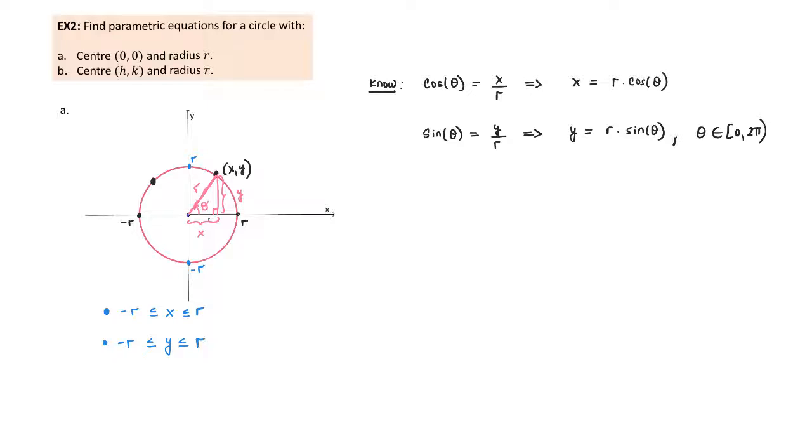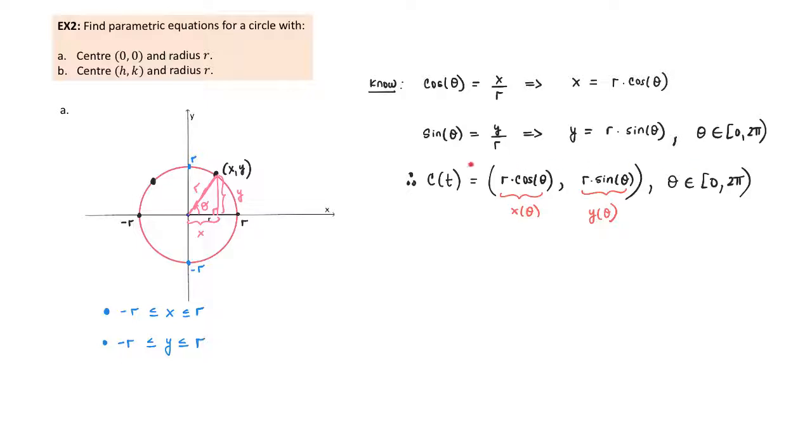So we will conclude that the parametrization of the circle will consist of r times the cosine of theta for the x component and, excuse me, r times the sine of theta for the y component. So this is going to be x of theta and this is going to be y of theta. And theta will be from 0 to 2 pi. So that's a beautiful parametrization of this circle.